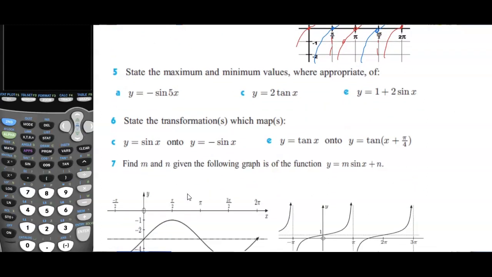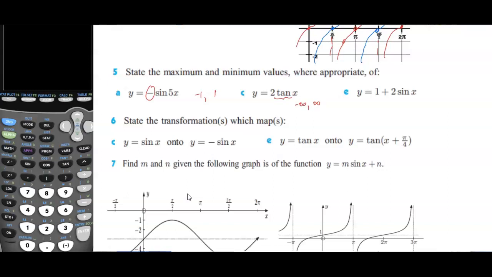Okay, number 5. State the minimum and maximum values where appropriate of y equals negative sine 5x. So the amplitude is basically 1, right? Although it's negative 1, it doesn't really change the peak to peak height. The maximum value is going to be 1, and the minimum value is going to be negative 1. Okay, so those are the maximum and minimum values of this function. For 2 tangent of x, remember, tangent of x extends from negative infinity to infinity, so multiplying by 2 or not doesn't really change that.